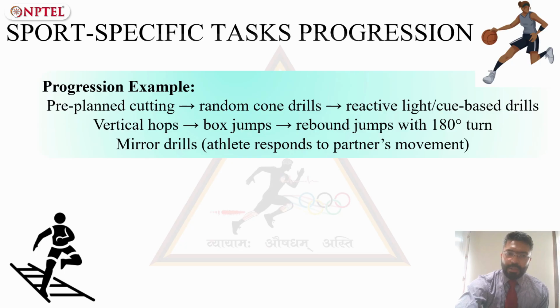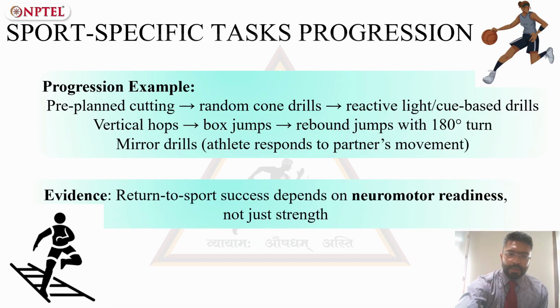In terms of agility, in terms of plyometric movements, vertical hops followed by box jumps, followed by rebound jumps with 180-degree turns can be practiced. For reaction time, mirror drills such as the athlete responds to a partner's movement in the mirror can be practiced. The evidence with various research studies show that return to sports success depends upon neuromotor readiness and not just strength.